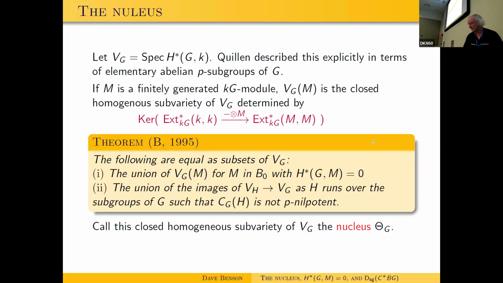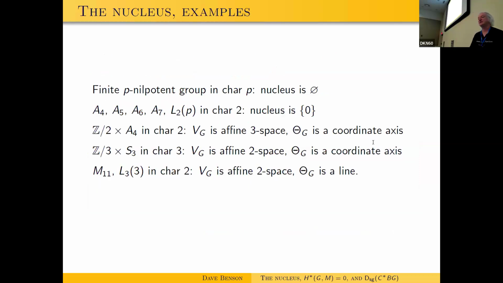And so let me give you some examples to get some idea of what this looks like. For a p-nilpotent group, of course, the nucleus is empty. And for a group where the centralizer of every element of order p is p-nilpotent, the nucleus is just the origin. Now, you may not think it's appropriate to distinguish the empty set from the origin, and it isn't really when you're just considering modules, but later on, it will be important when I'm looking at cochains on classifying spaces. So I do want to make that distinction.